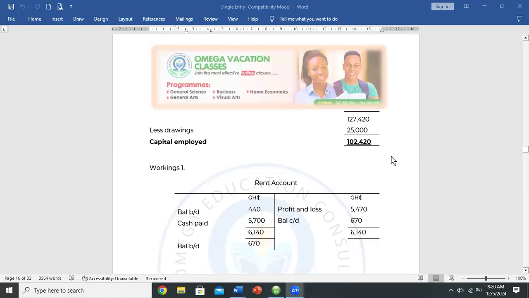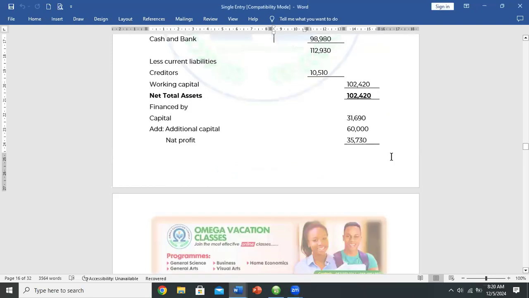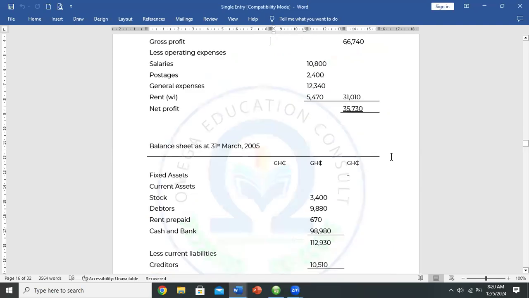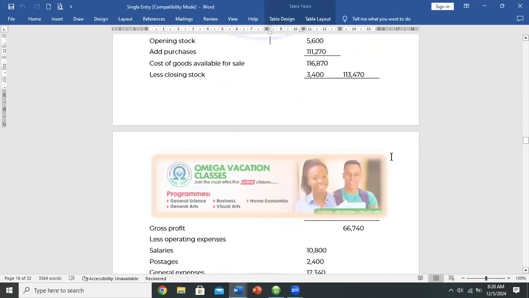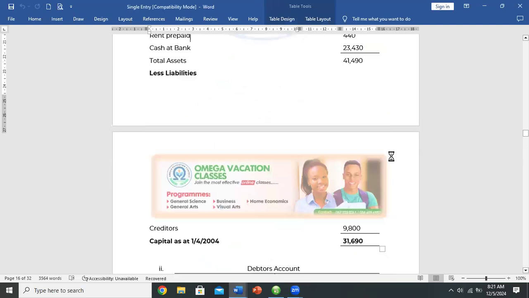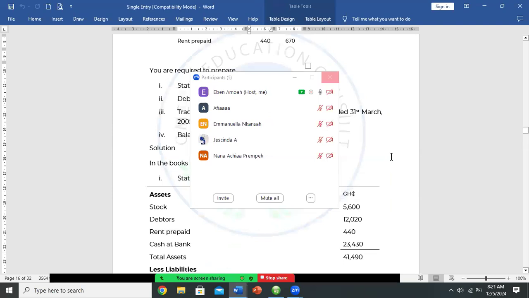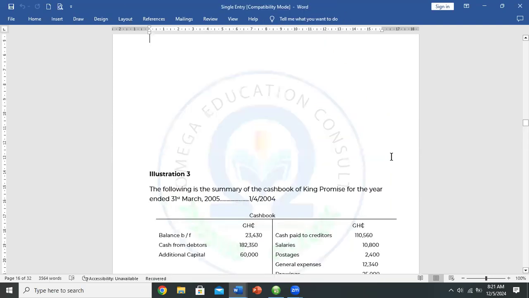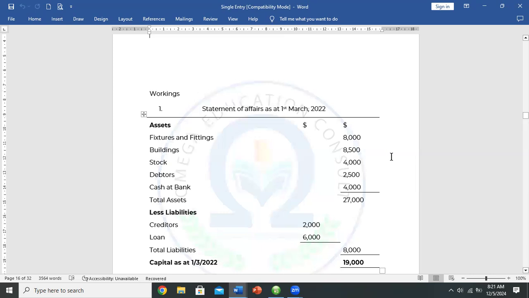Okay, students, we begin today's class by quickly reviewing the past concepts. Last time we looked at the debtors account and the creditors account. The main objective is to be able to determine the credit sales and the credit purchases. And I want to believe my professors are very okay with that.